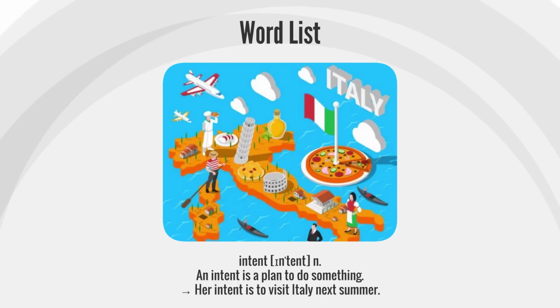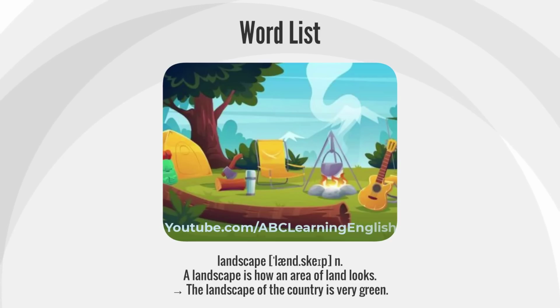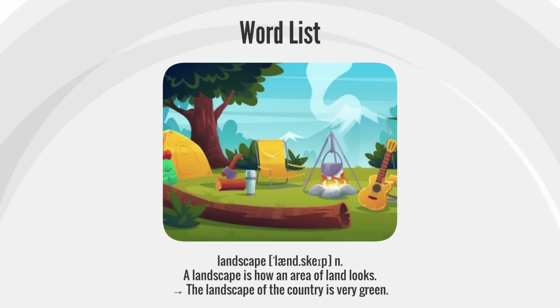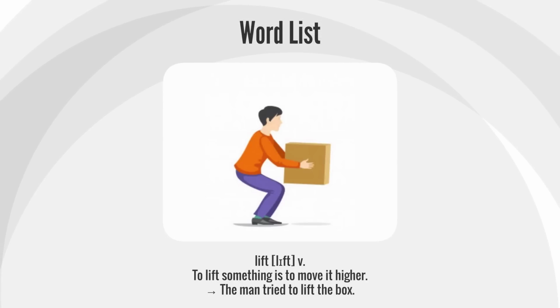Intent. An intent is a plan to do something. Her intent is to visit Italy next summer. Landscape. A landscape is how an area of land looks. The landscape of the country is very green. Lift. To lift something is to move it higher. The man tried to lift the box.